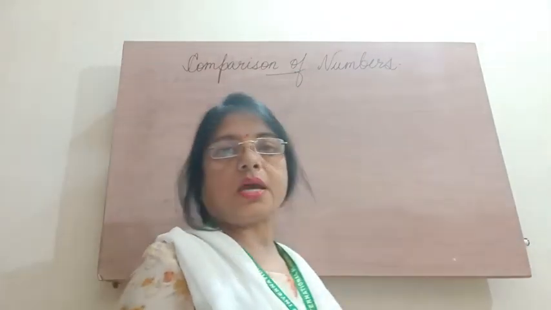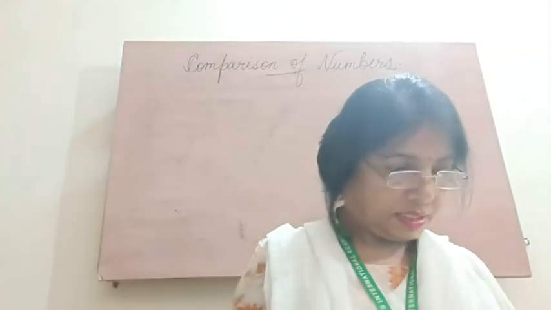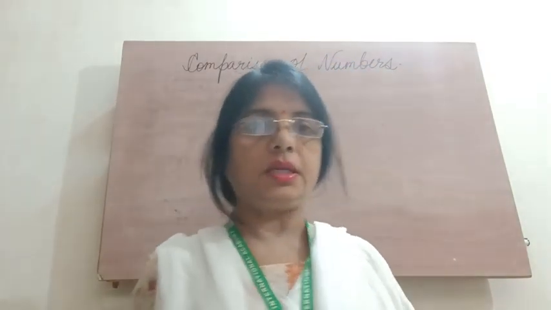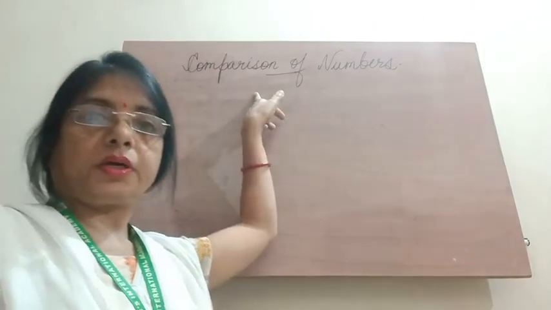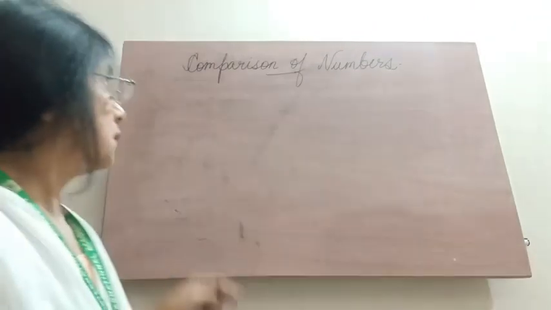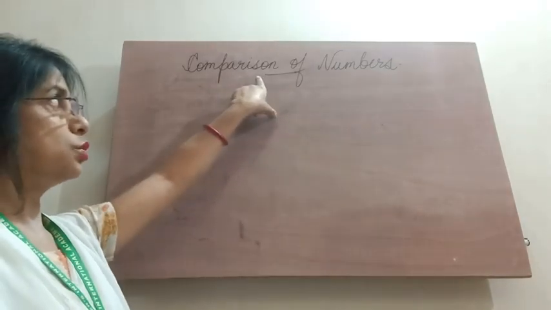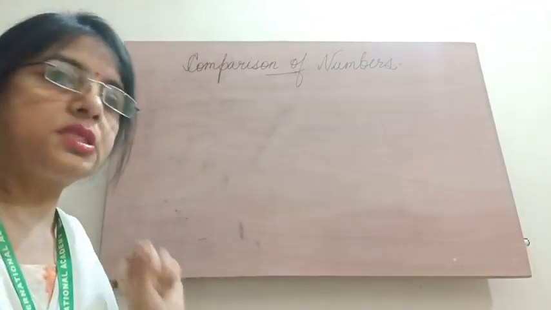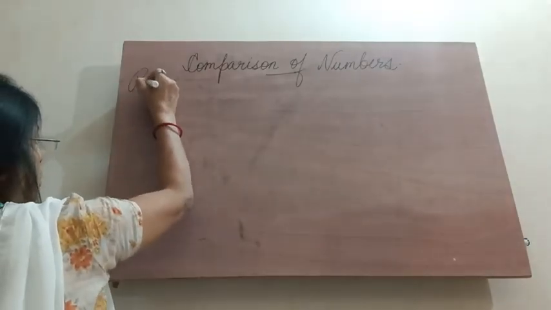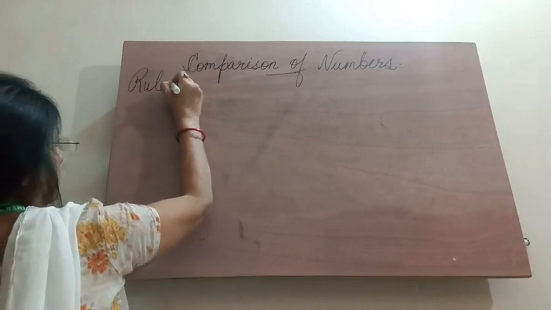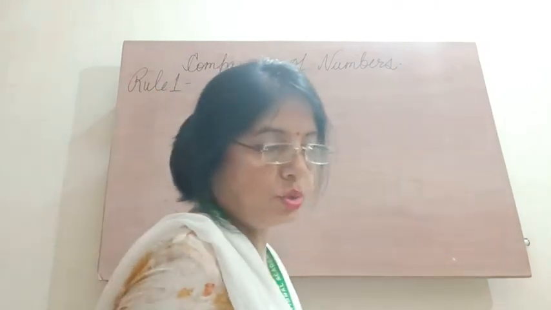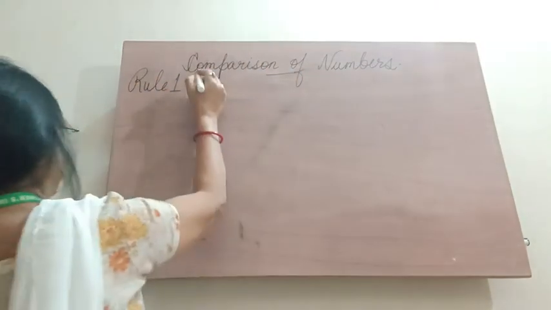Now students, I think all have got the books. So please take out page number 16. On page number 16, you will get this topic. Now, to compare numbers, we have certain rules. So, we are going to discuss rule number 1. The rule number 1 is when two numbers have a different number of digits.